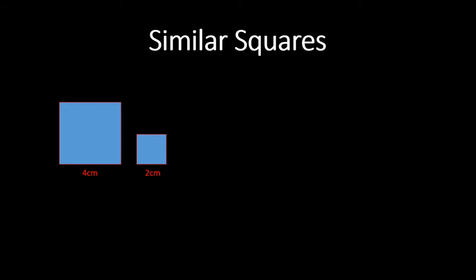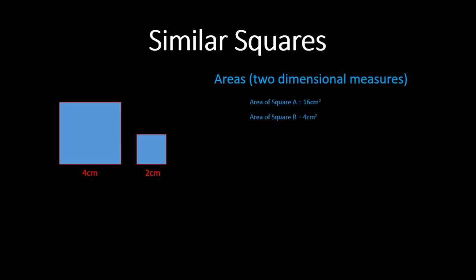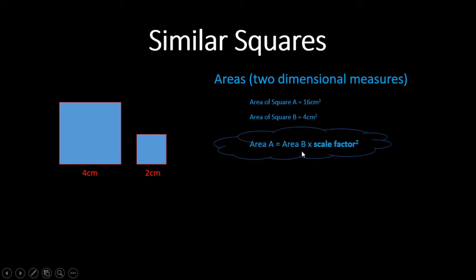Okay? When we look at the areas, however, the areas are 2-dimensional measures. That's why when we measure areas, we measure them in centimeters squared, little 2 there, or meters squared, or kilometers squared. That little 2 up there stands for the number of dimensions that you're measuring with that unit. Okay? So if I say that the area of square A is 16, which it would be, 4 times 4, and the area of B is 4, which is 2 times 2, centimeters squared in both cases, squared units of measure because this is a 2-dimensional measure, then I would say that the area of A is equal to the area of B multiplied by a scale factor squared.